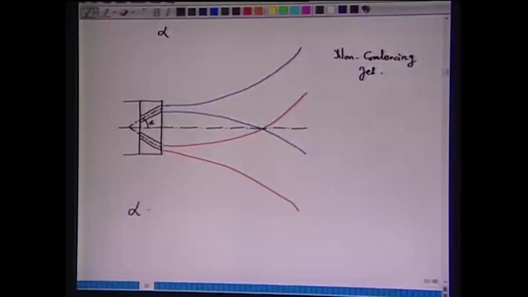Normally, alpha is 10 to 12 degrees for n equal to 3 and 4 nozzles. For n equal to 5, alpha is of the order of 15 to 16 degrees.